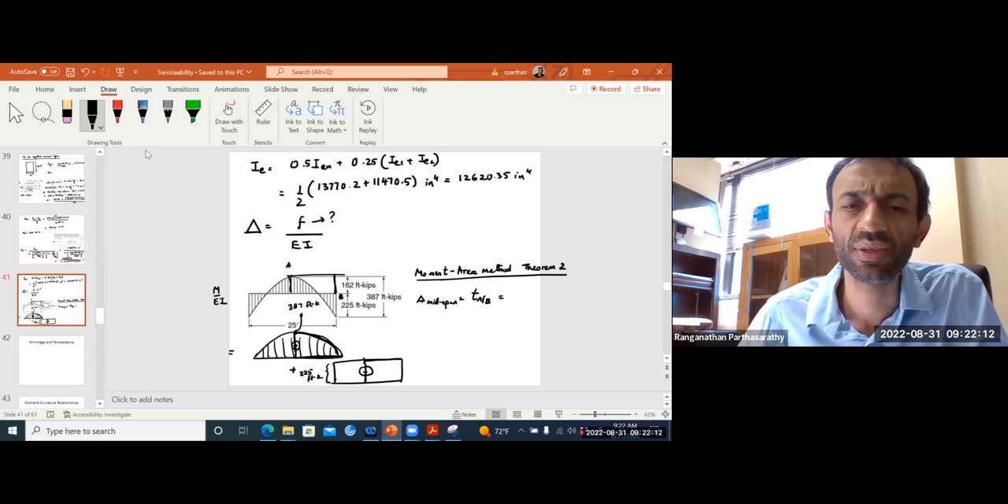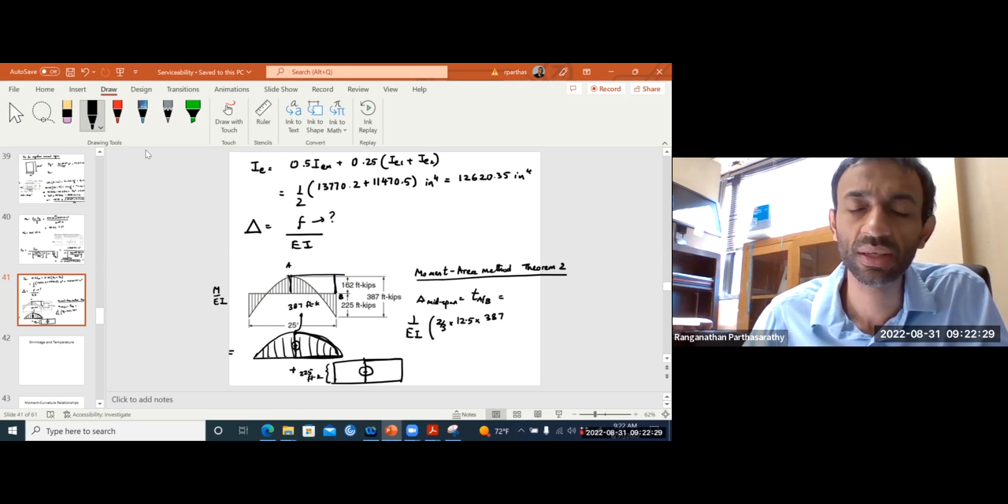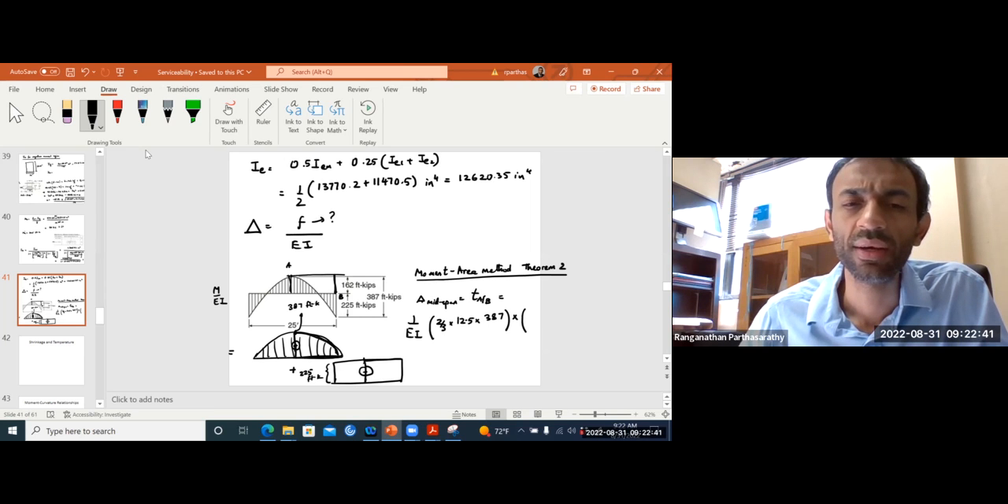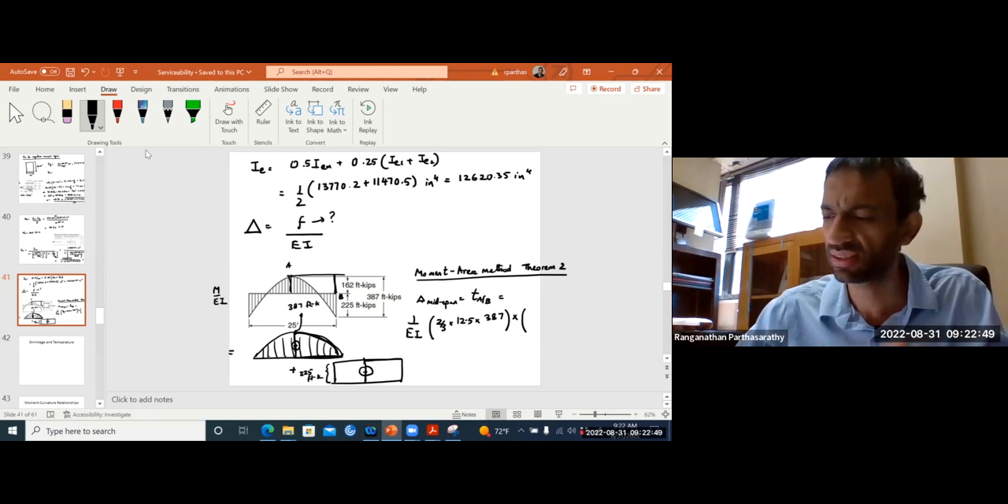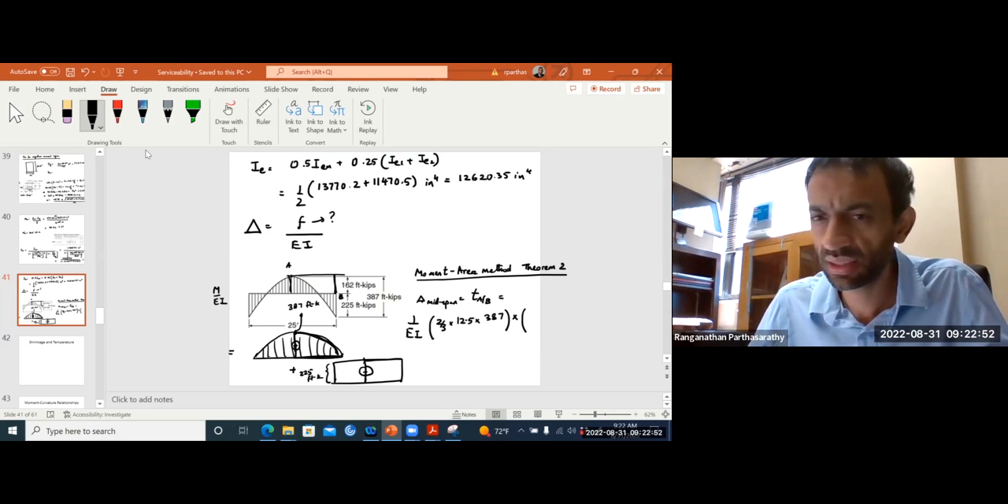Okay. So moment of the parabola is how much? 2/3 base times height. Base is 12.5 feet times height is 387 foot kips. Everything by EI. So 1 over EI times this is the area, 2/3 of base times height times the centroid distance of the parabola from the end B. Okay, anybody remembers? It's either 5/8 or 3/8. Let me open that up.